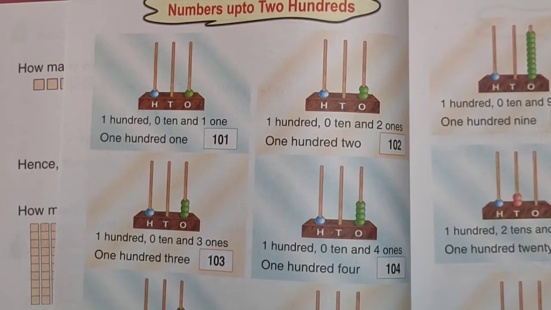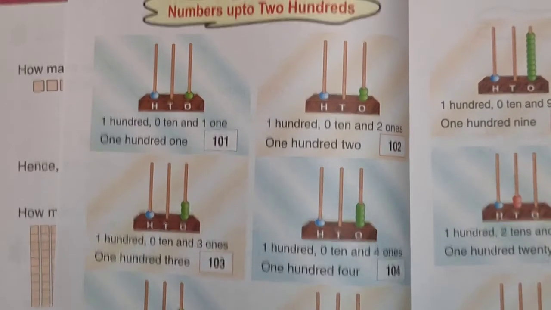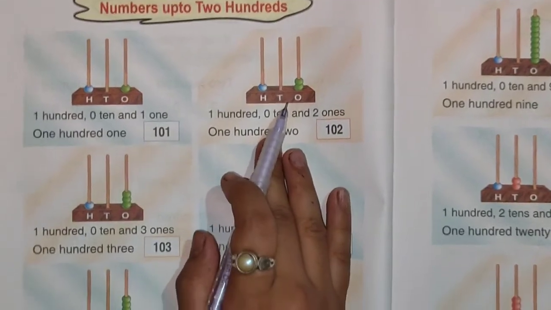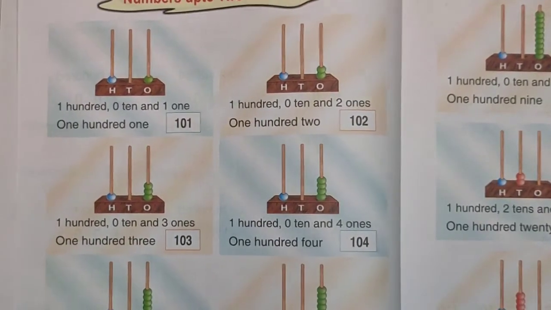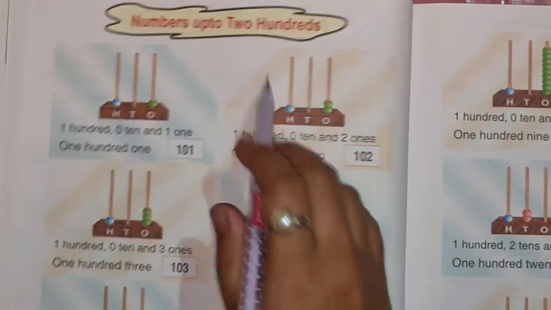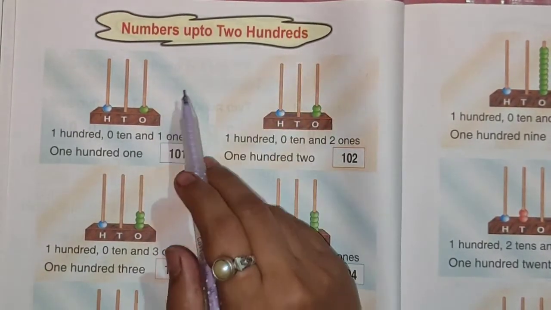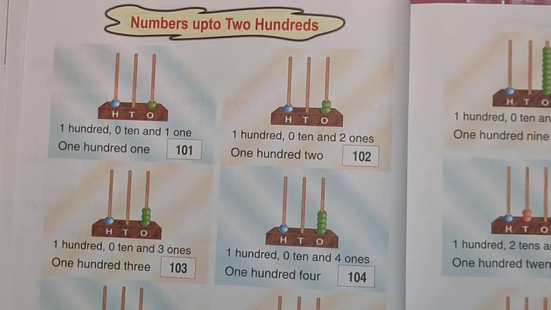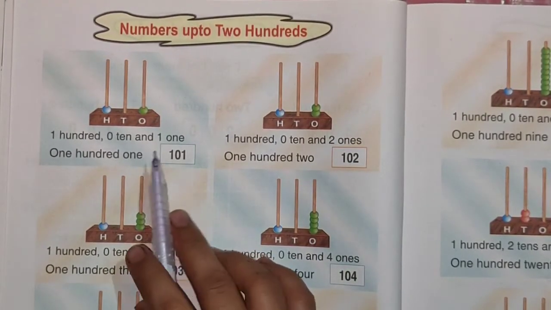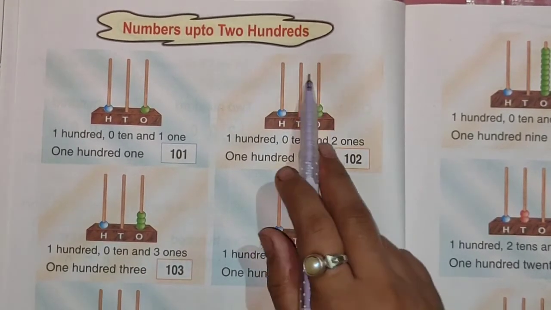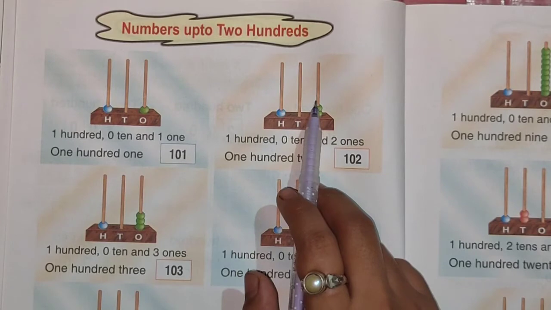Now we will do some pages from your book. So in this, the page number is 28. You can see the numbers up to 200. That means here numbers are given from 101 to 200. So 101, that is 101, 102, that is 102, and you can see here an abacus.